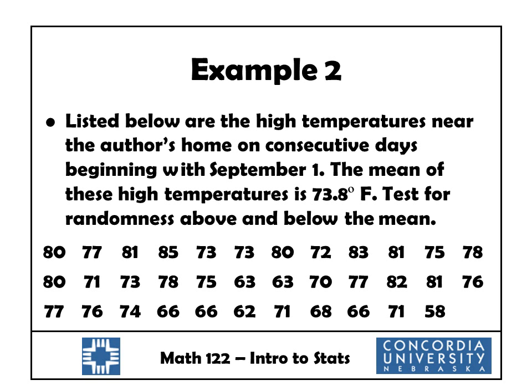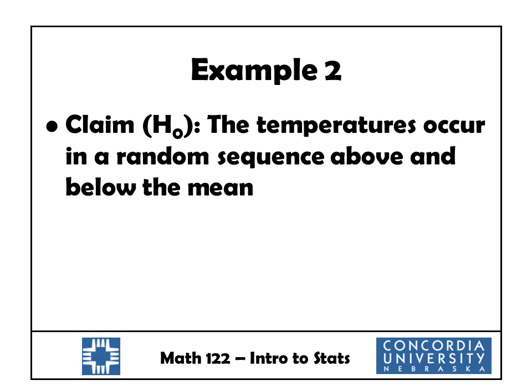Alright, let's look at another example of the runs test. Listed below are the high temperatures near the author's home on consecutive days beginning with September 1st. The mean of these high temperatures is 73.8 degrees Fahrenheit. Test for randomness above and below the mean. So on September 1st the temperature was 80, September 2nd the temperature was 77, so on and so forth. As before, our data here are arranged in 3 rows, but we should really think of this as just one long string of numbers as opposed to 3 short strings. So the claim, which is the same as the null hypothesis, is that the temperatures occur in a random sequence above and below the mean.